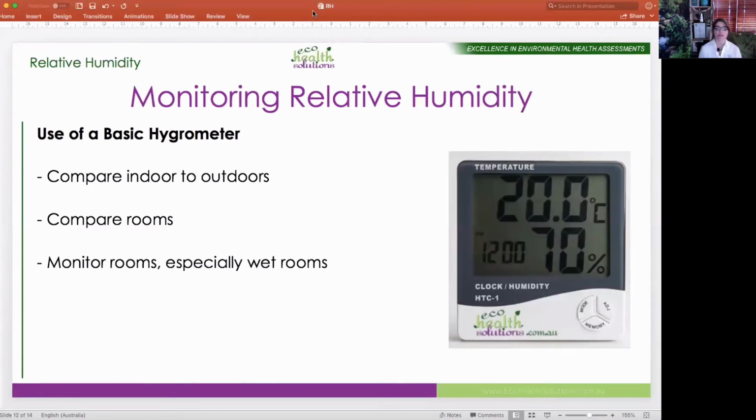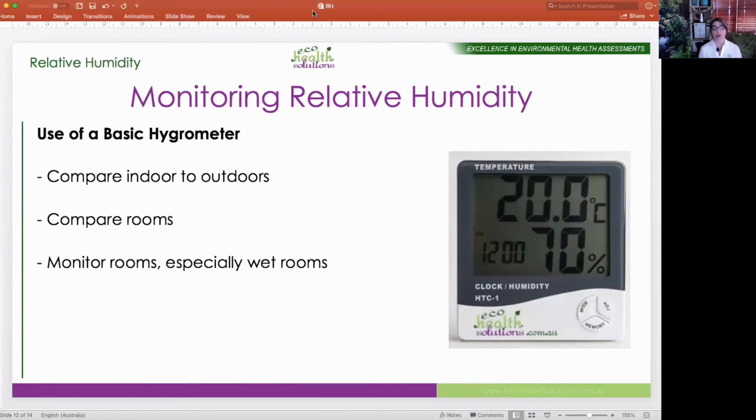Likewise, if outdoors is more humid than indoors, then opening up the windows will mean that moist air comes into your home, which may or may not be something that you want, given that we're trying to keep the levels between 40 and 60% relative humidity.